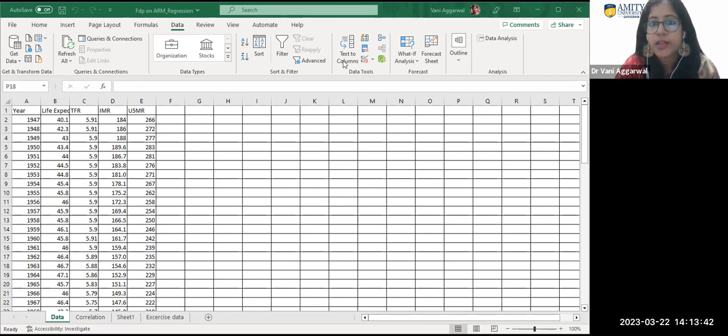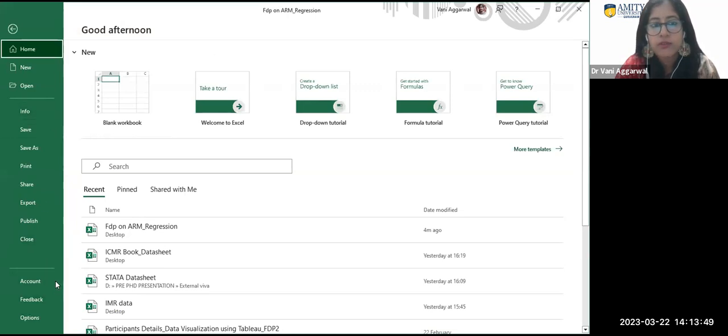Under file, what options do you have? Under file, do you have add-ins? If you have add-ins, you can go to add-ins. Then could you please share the screenshot? What options do you have under file? Yes, you can share, just share it.